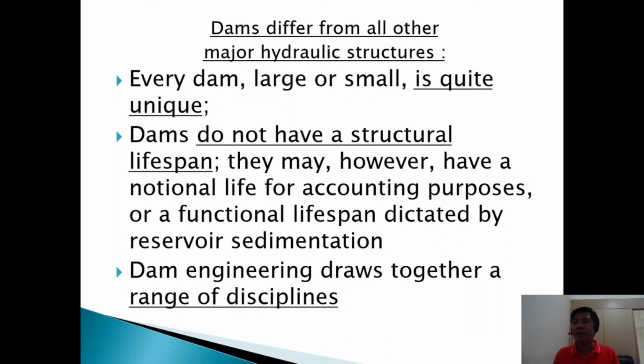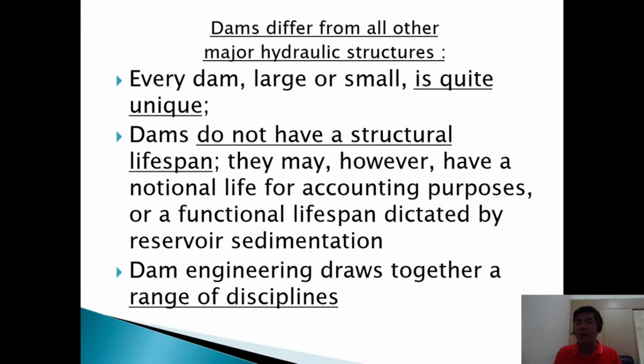So you have to make sure that you analyze each dam that you are going to design. For example, if you are designing more than one dam, they are always different from each other. So parameters and required properties should always be checked. Dams do not have a structural lifespan. They may, however, have a notional life for accounting purposes, because when we talk of the economic part, the cost of the project and its ROI, we have to specify its lifespan, but not totally.